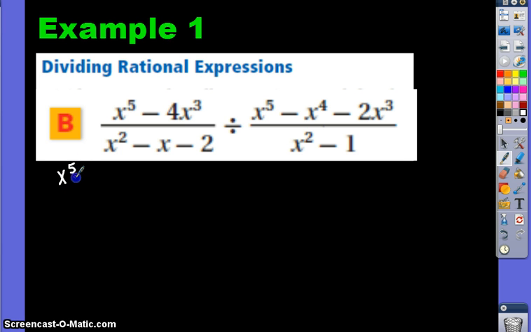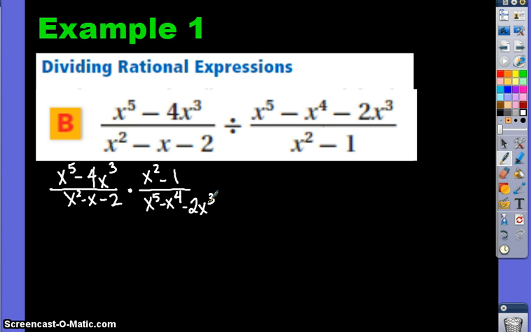X to the fifth take away 4x cubed over x squared take away x take away 2 times x squared minus 1, kind of red flag there, FYI, and then x to the fifth take away x to the fourth take away 2x cubed. All right, so now that we've rewritten that, let's look for opportunities for factoring.